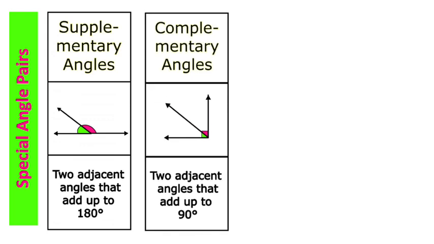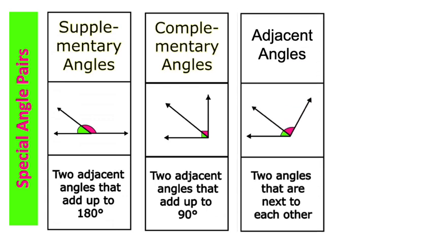Complementary angles, these are 2 angles that add to equal 90 degrees. They do not have to be adjacent, but many times in the diagram, they will be adjacent. Speaking of adjacent angles, these are 2 angles that are next to each other. They share a ray, they share a common vertex.